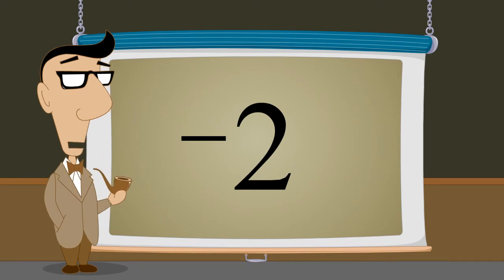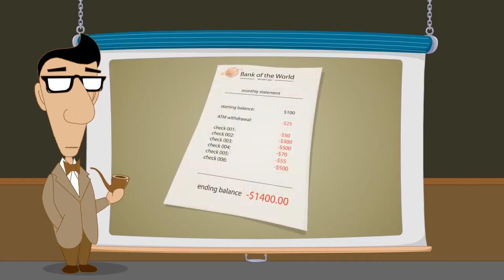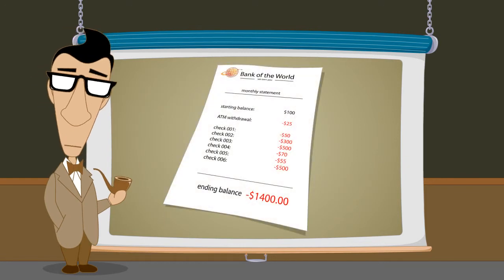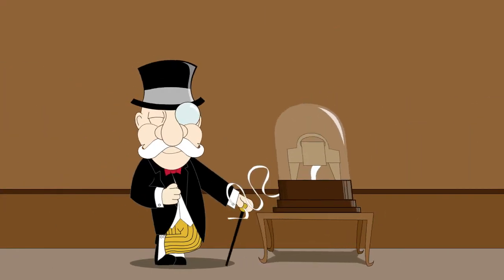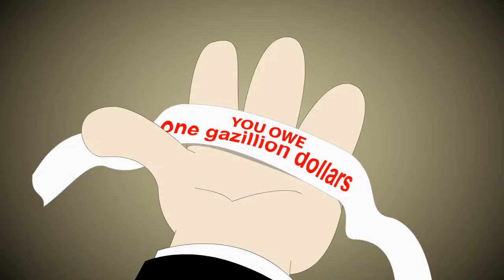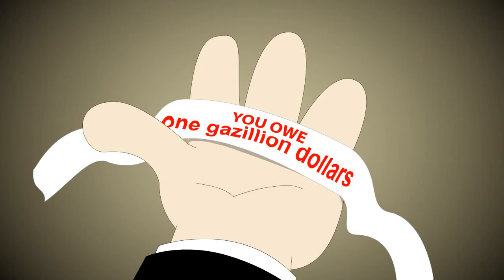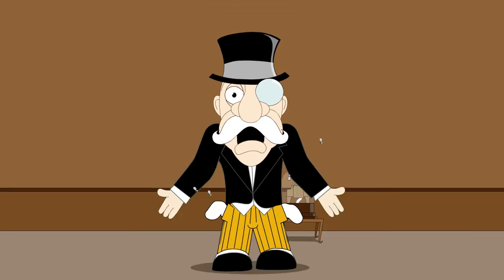However, the idea that negative numbers don't actually represent anything in the real world is debatable, as anyone who has ever overdrawn their bank account can tell you. Someone who owes more money than they have could be thought of as having less than zero money, or having a negative net worth.